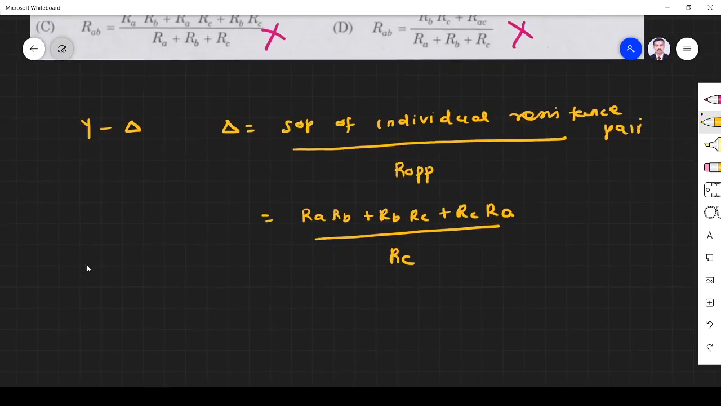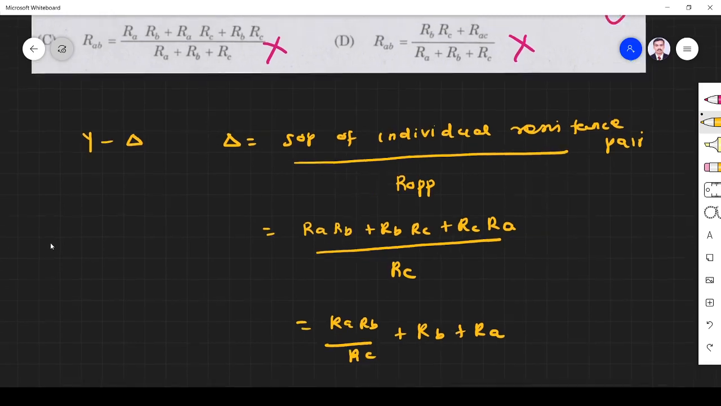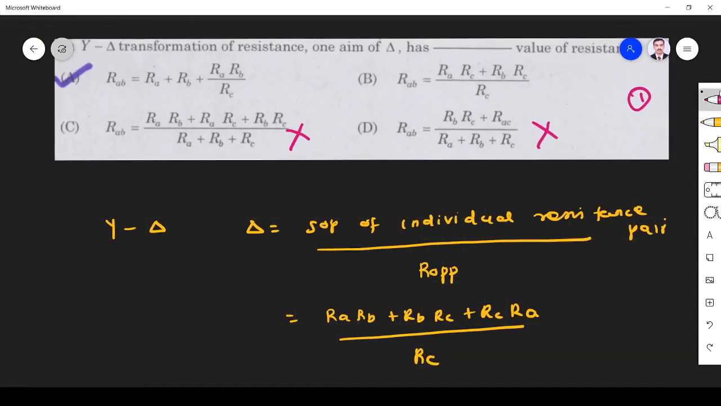If we simplify RA RB by RC plus RB plus RA, the equivalent resistance value is RA plus RB plus RA RB divided by RC. So it is given in option A. So option A is the right answer.